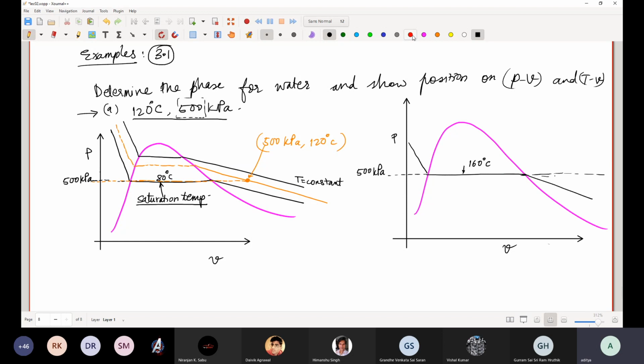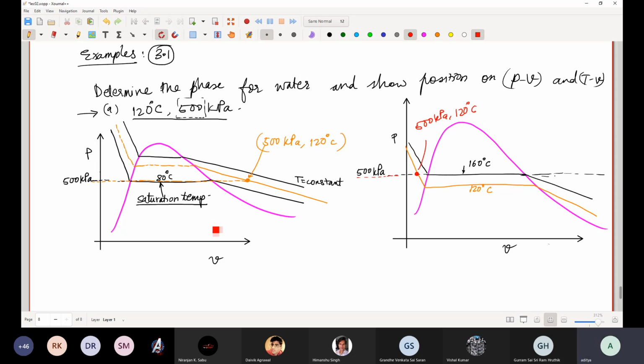So what does that mean? If this is at 160 degrees Celsius, I must go to a lower isotherm. A lower isotherm would be something like this. Suppose this lower isotherm I have drawn is for 120 degrees Celsius. So where is the point going to lie? It is going to lie at the intersection of this horizontal line of 500 kilopascal with the isotherm of 120 degrees Celsius. So this is the point where we have 500 kilopascal and 120 degrees Celsius.